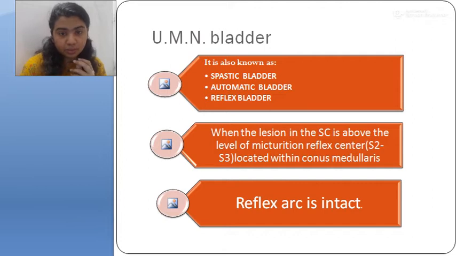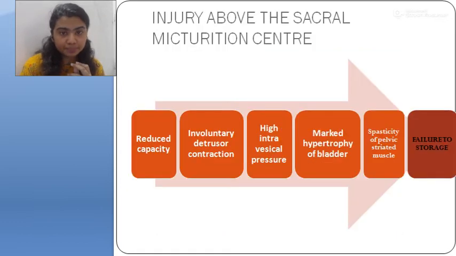UMN bladder. It is also known as spastic bladder, automatic bladder, or the reflex bladder. When the lesion is in the spinal cord above the level of the micturition reflex center, that is S2 to S3, then it is known as the UMN type of bladder, and in that the reflex arc will be intact.